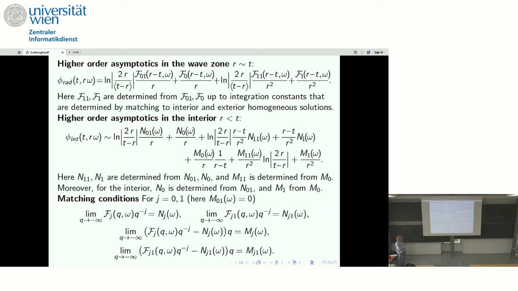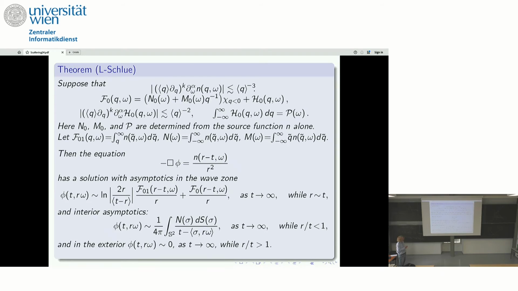So we now have these expansions in the wave zone and in the interior, and we have conditions for how to match the two. Doing that, we then prove a theorem. The theorem is: assume n is a given function, the source term, and the data for the homogeneous part is not free. It has this h0 that can be almost any function that decays like q to the minus 2, apart from one condition. But then in the interior, it has to have this expansion.